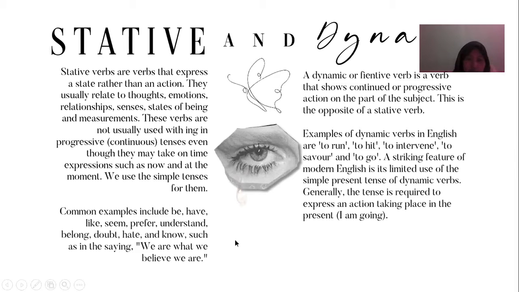Stative verbs are verbs that express a state rather than an action, that usually relate to thought, emotion, relationship, sense, state of being, and measurements. These verbs are not usually used in progressive or continuous tenses, even though they may collocate with time expressions such as now and at the moment. We use the simple tense for them.